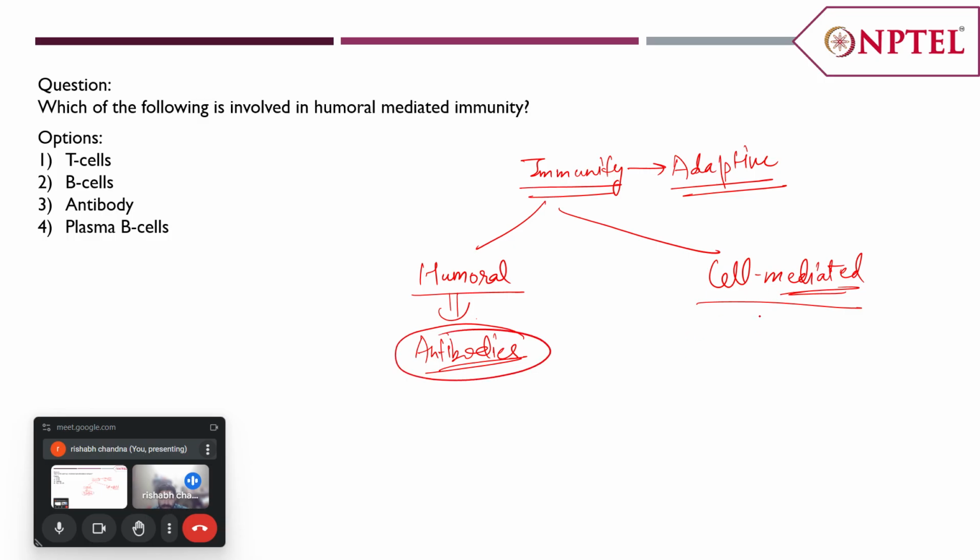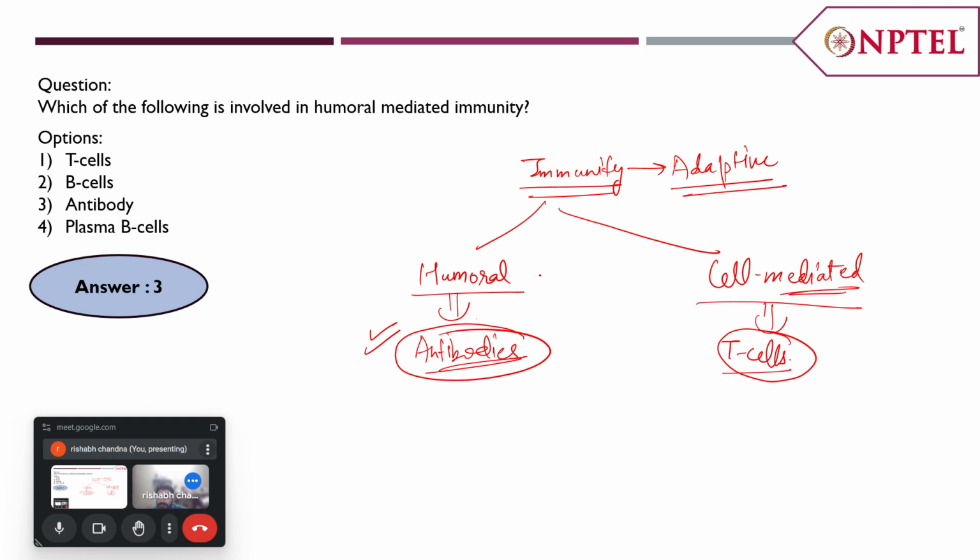And in case of cell mediated immunity, we talk mostly about the T cells, and the immune response that is associated with the T cells and their following function. So in case of humoral immunity, we mainly talk about the antibodies, not the cells associated with it. So the correct answer is option number three, the B cells and plasma B cells.